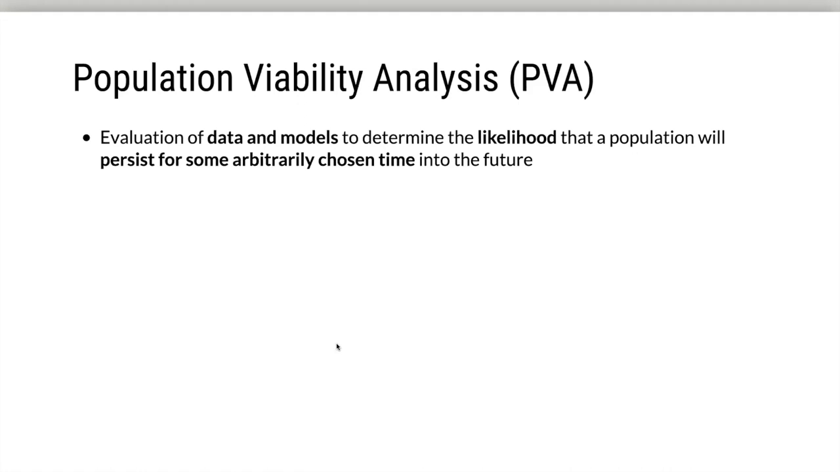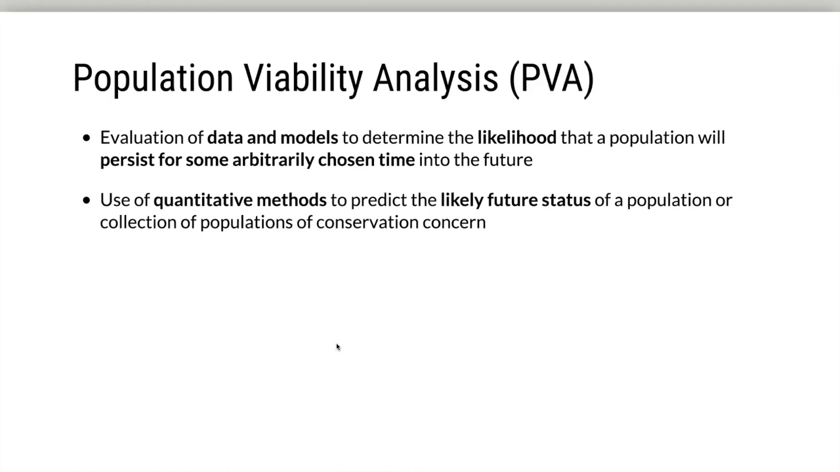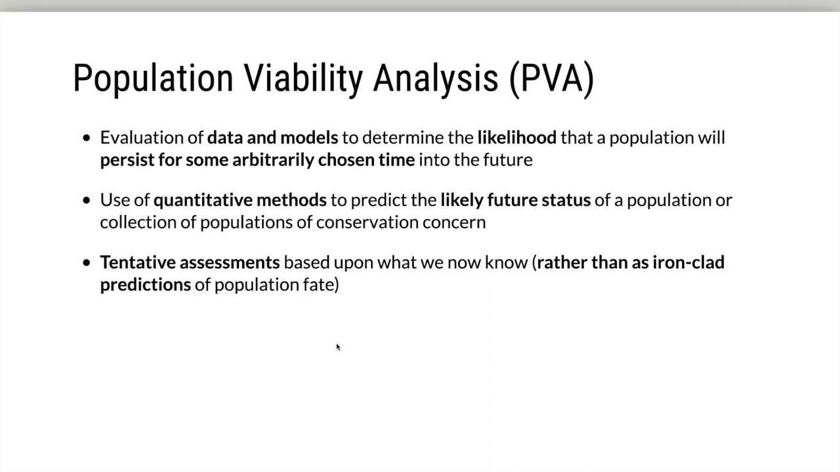So we're going to be using quantitative methods to predict the future status of the population. And it's very important to stress that we're not trying to actually predict the future, but taking into account all the uncertainty around the potential trajectories of the population. So these are tentative assessments based on what we know, rather than ironclad predictions of population fate. So there's a lot of uncertainty here.